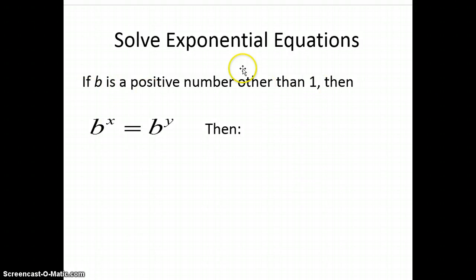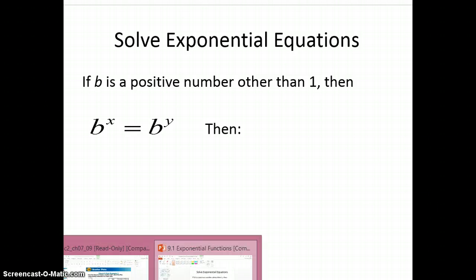This top part is kind of like the logistics of it. If b is a positive number other than 1, so if b is 1, then this isn't going to apply. I think that's obvious because 1 to a certain power equals 1 to any other power. You could have 1 squared equals 1 to the first. So that's just ruling out why that doesn't apply.